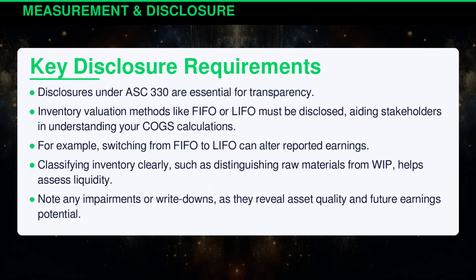Disclosures under ASC 330 are essential for transparency. Inventory valuation methods like FIFO or LIFO must be disclosed, aiding stakeholders in understanding your COGS calculations. For example, switching from FIFO to LIFO can alter reported earnings. Classifying inventory clearly, such as distinguishing raw materials from WIP, helps assess liquidity. Note any impairments or write-downs, as they reveal asset quality and future earnings potential.